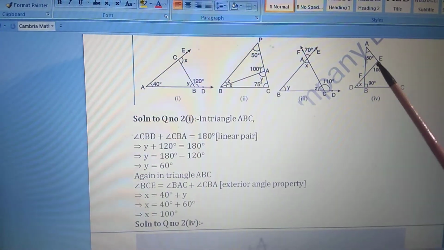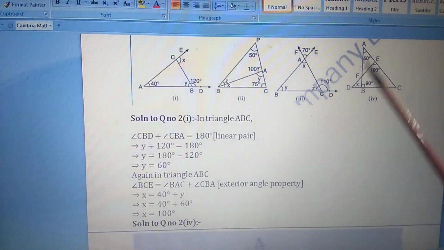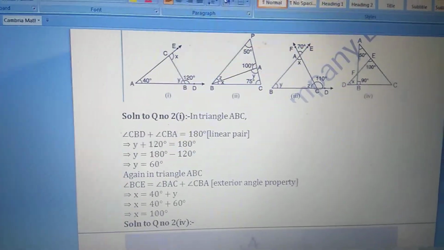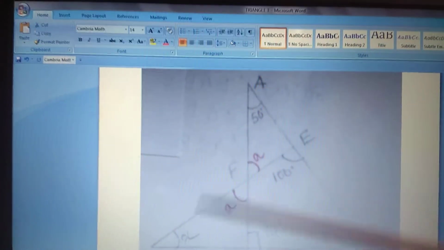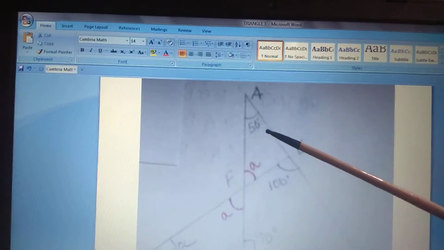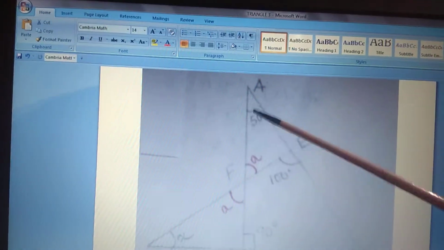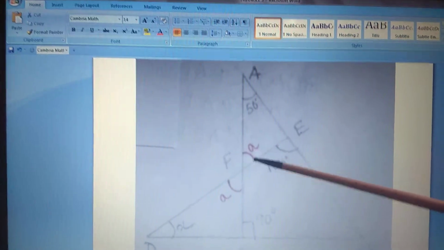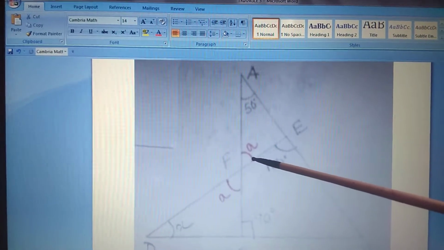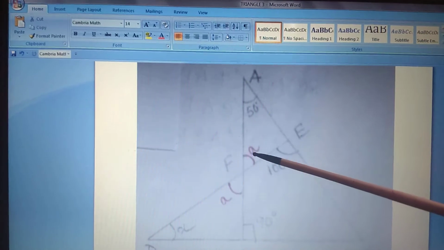I am going to explain question number 2, part 4. So let's have a look. Here I have drawn the figure again. You can see we have to find this x. Here two small triangles are there, one is AFE and one is DBF. In AFE, 100 is the exterior angle, and for this 100 the interior angles are this and this. Since it is not marked with any alphabet, I have considered this as A.